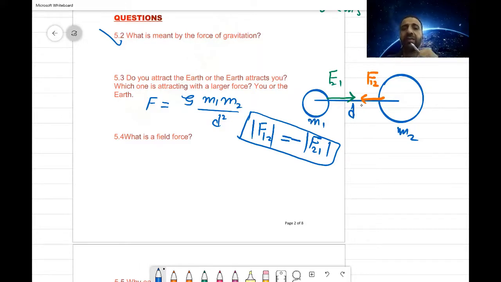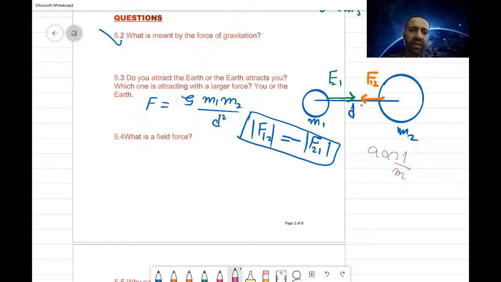But you are accelerating towards the earth while the earth does not. And what is the simple reason? Acceleration is inversely proportional to mass. Your mass is less, so you are accelerated towards the earth. Earth's mass is greater, so the same force cannot produce enough acceleration, and the earth does not seem to be moving. So which one is attracting with the larger force? The same force, you and the earth. So that is this one.